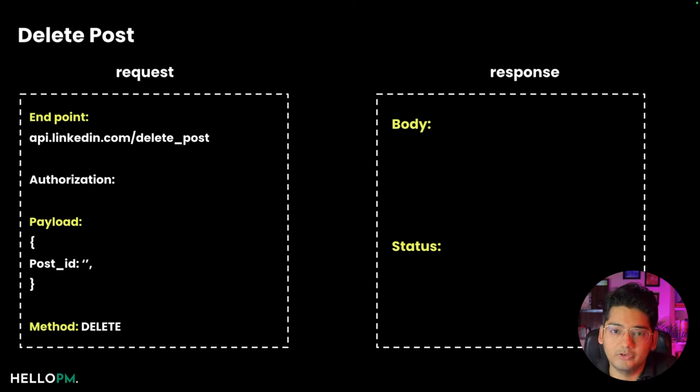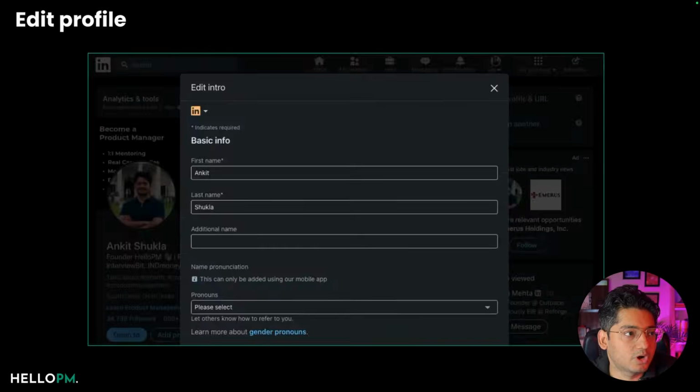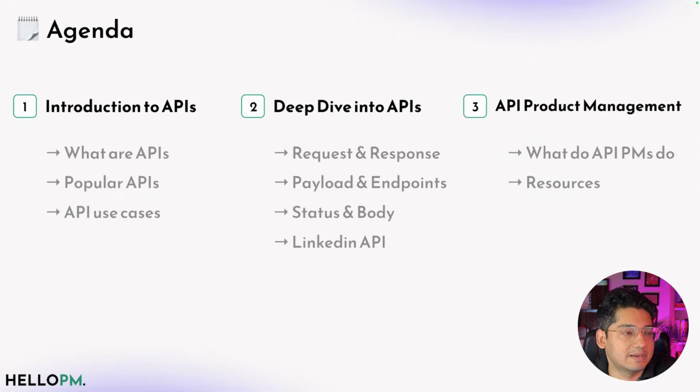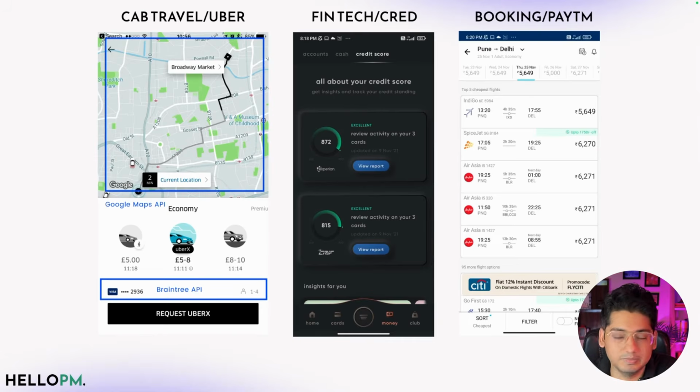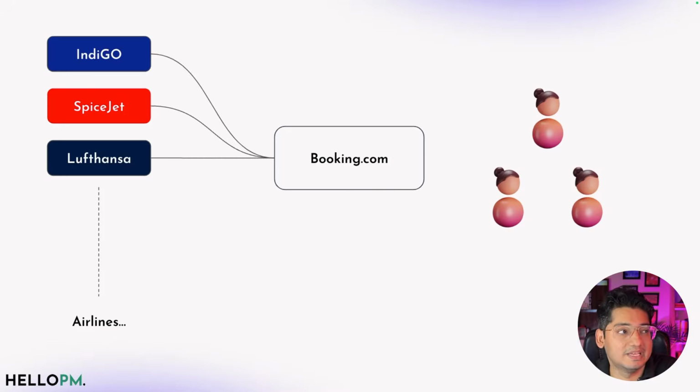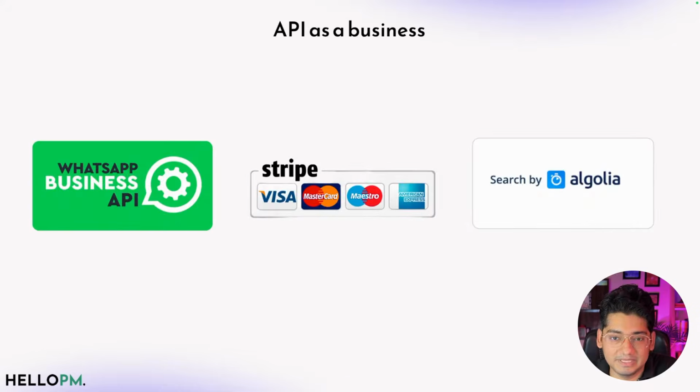This was an overview of APIs. So far we have talked about a few things. Let me go ahead and revise. We first talked about some examples of APIs: Uber, Cred, Paytm and Booking.com. Then we talked about the three kinds of use cases of APIs. Then we talked about the three examples that I have given you.